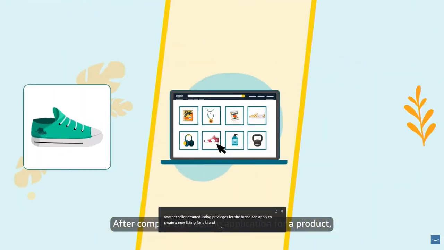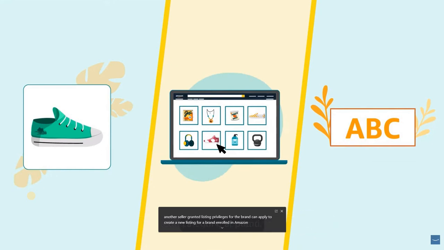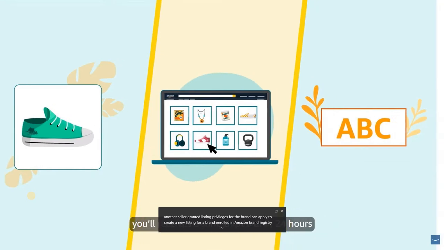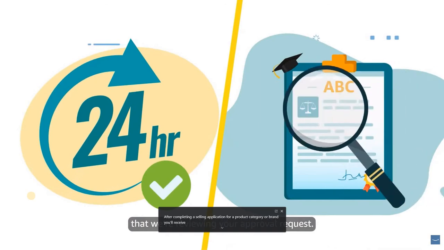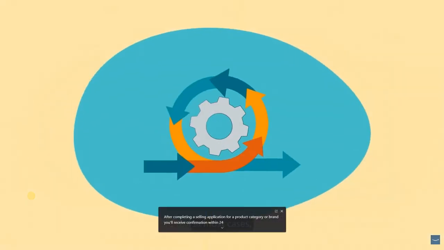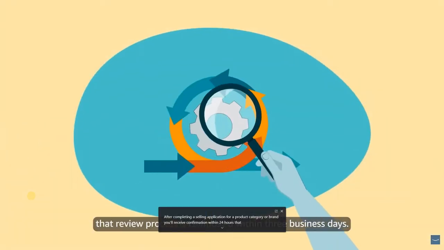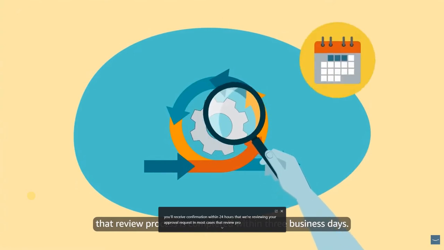After completing a selling application for a product, category, or brand, you'll receive confirmation within 24 hours that we're reviewing your approval request. In most cases, that review process is completed within 3 business days.